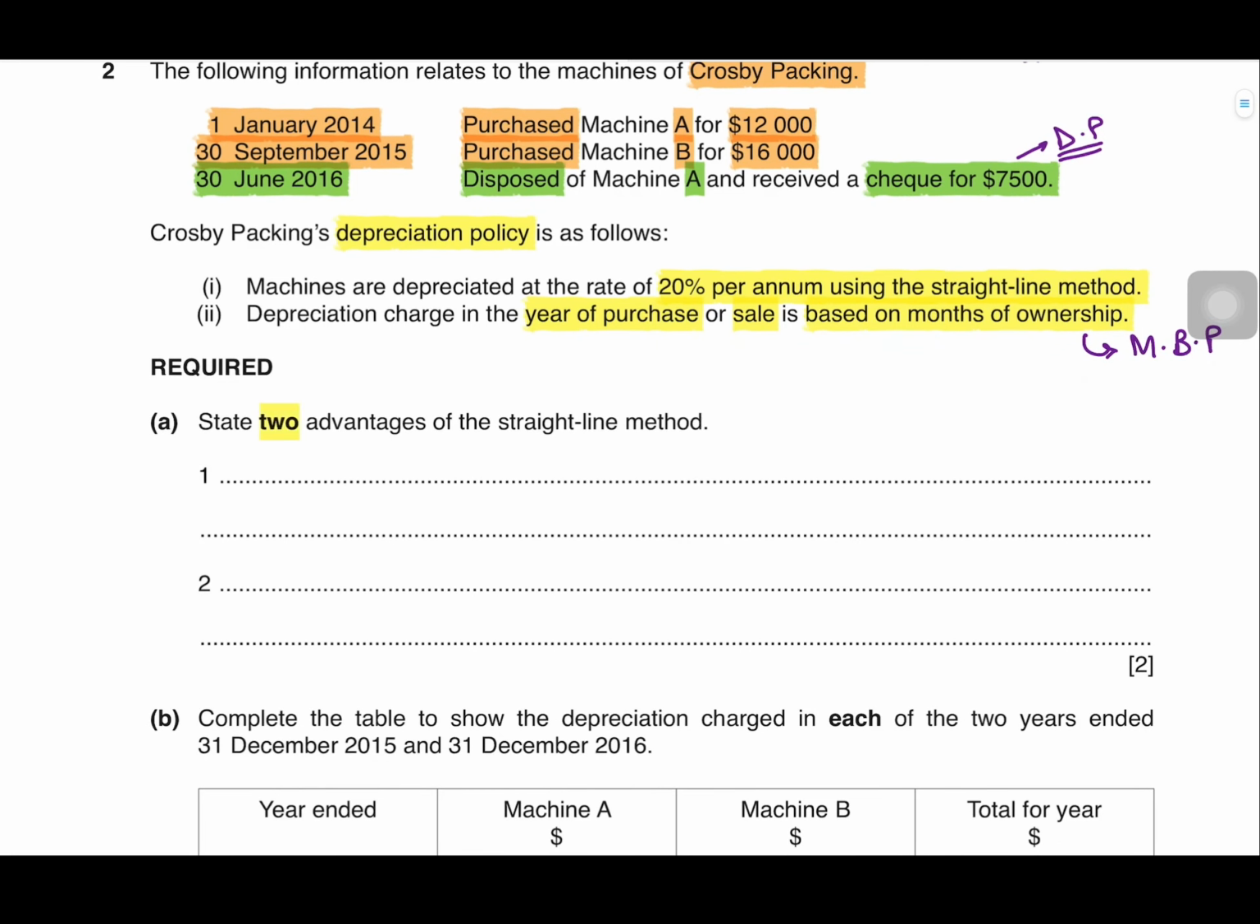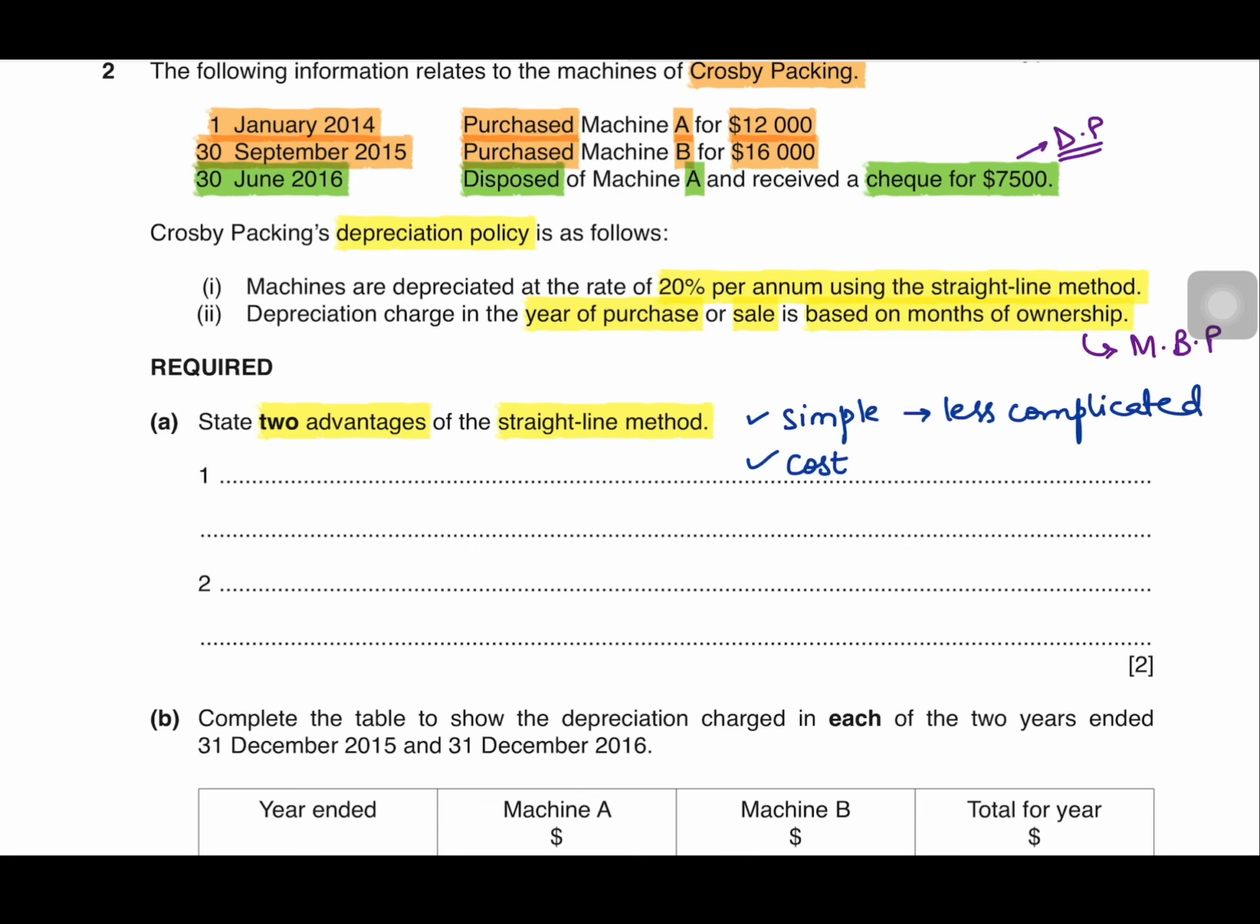Part A says state 2 advantages of the straight line method. Okay, 2 advantages. So the number 1 and the most important advantage or benefit of the straight line method is that it is a simple method of depreciation. This means that it is less complicated because it does not require the subtraction of accumulated depreciation every year, which is required in the reducing balance method, so that we charge depreciation on the net book value. Rather, the depreciation is calculated on cost every year, so this makes the process very easy.